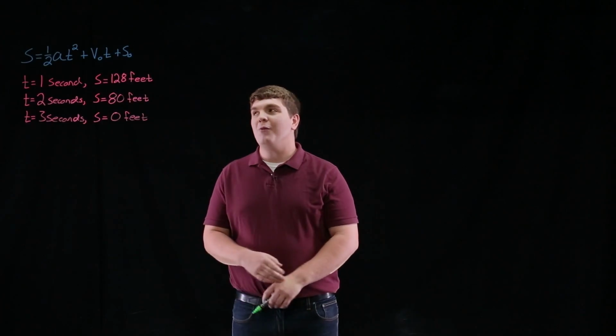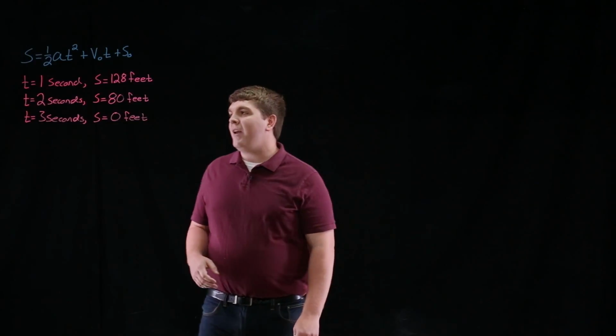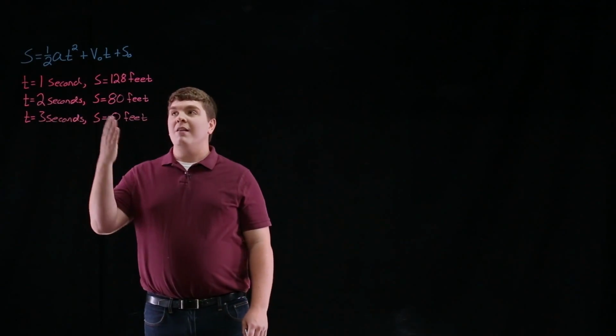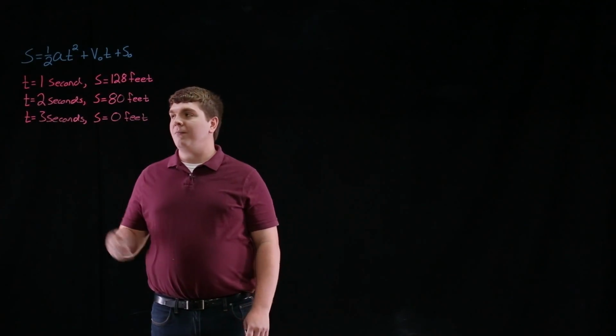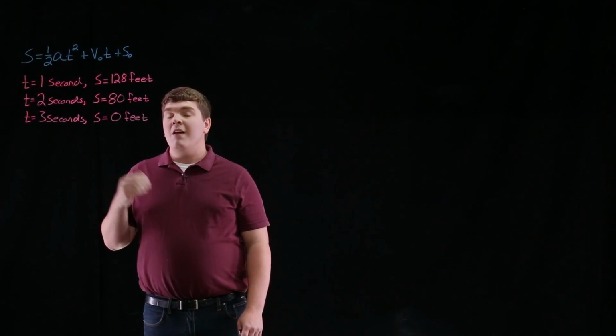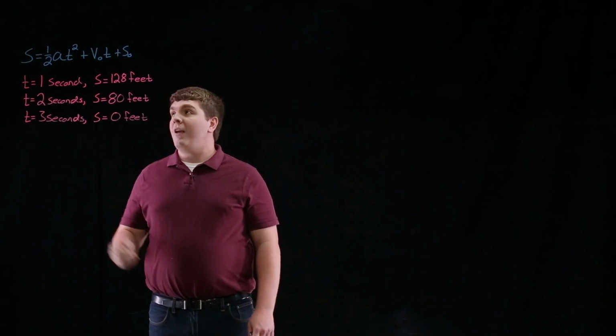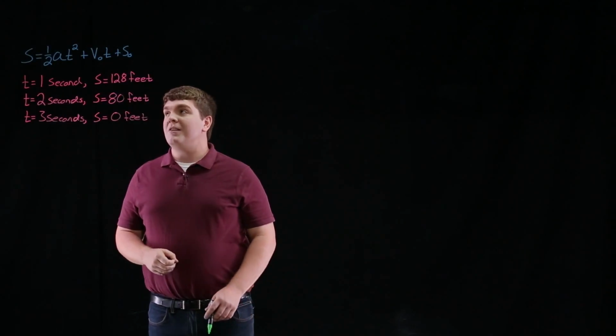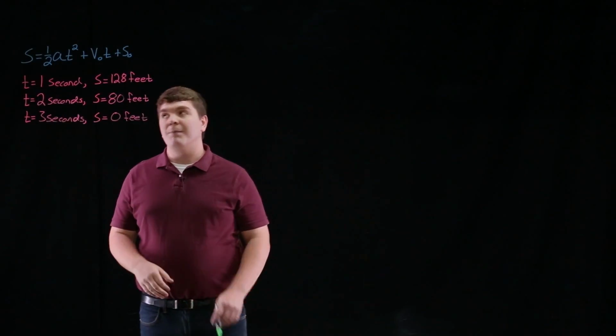For this problem, we're told that an object is moving vertically, and we know that after 1 second, the height is 128 feet, after 2 seconds, the height is 80 feet, and after 3 seconds, the height is 0 feet off the ground. And we're asked to write the equation which represents the height of this object.